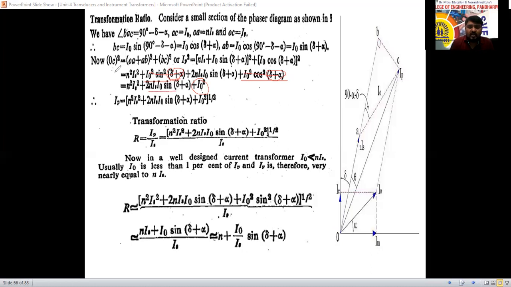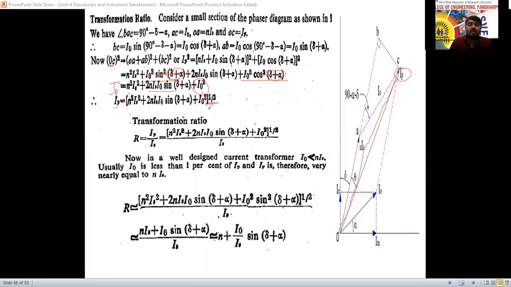Next, what do you mean by OC here? What is the value of OC? It is I_P. So I_P square equals all the things we have derived here. Now this term I_P we have to identify. I_P equals square root of n square I_s square plus 2 n I_s I naught sine delta plus alpha plus I naught square. We can write it as the whole to the power of 1 by 2, which is also the square root.